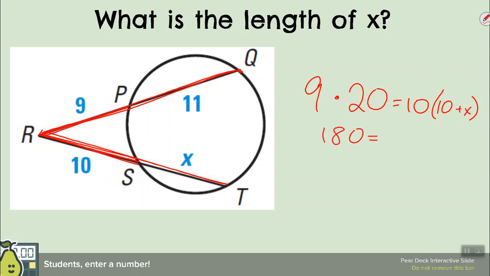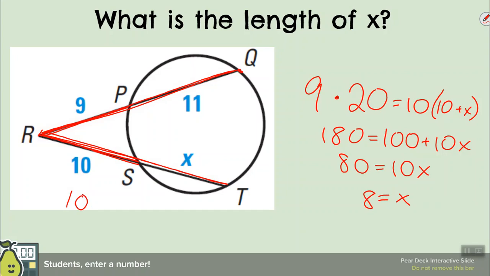I'm going to distribute on the right side. You could also divide by 10 as your first step here. But I'm going to get 100 plus 10x, and then solve that equation from there. We would subtract 100 from both sides. We get 80 equals 10x, and then we divide by 10. And that gives us that x is 8.